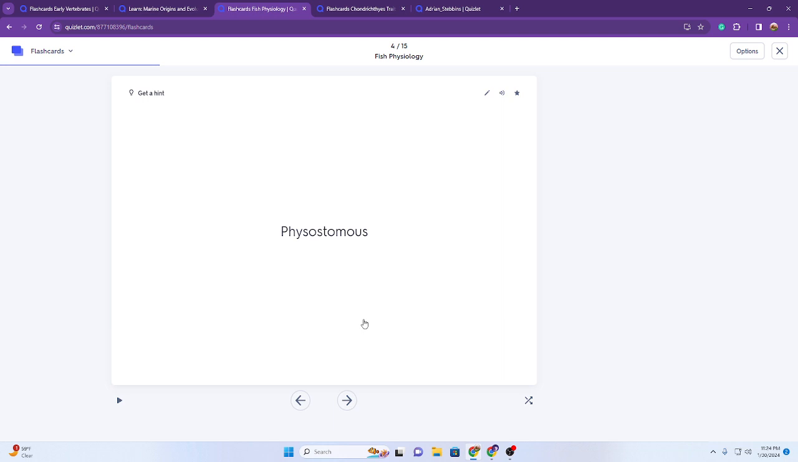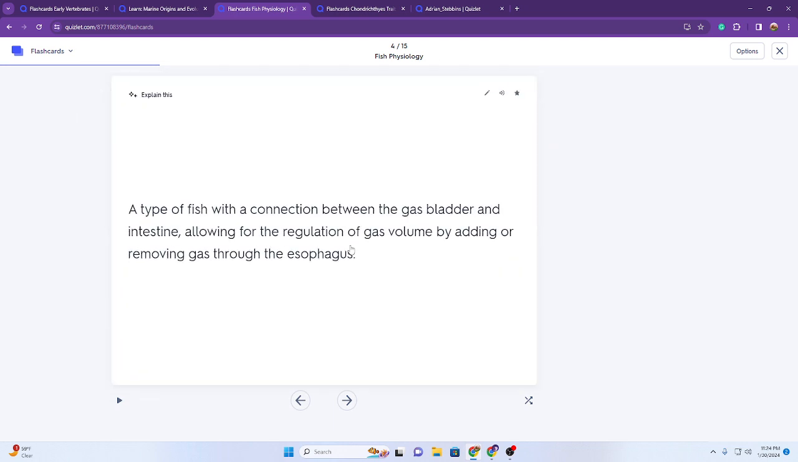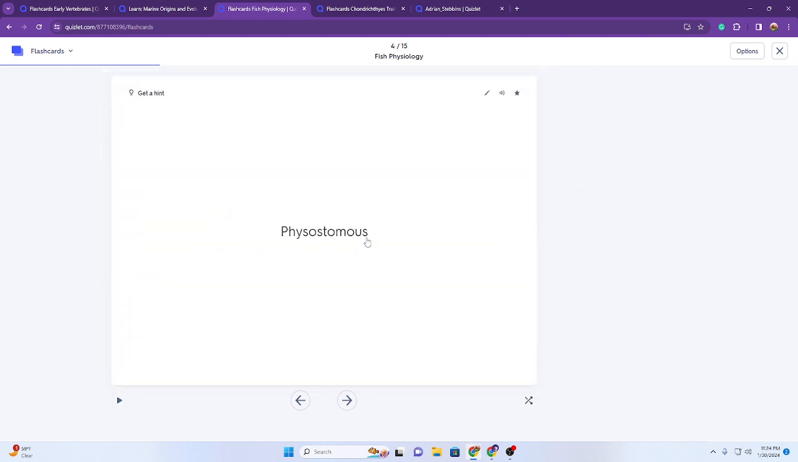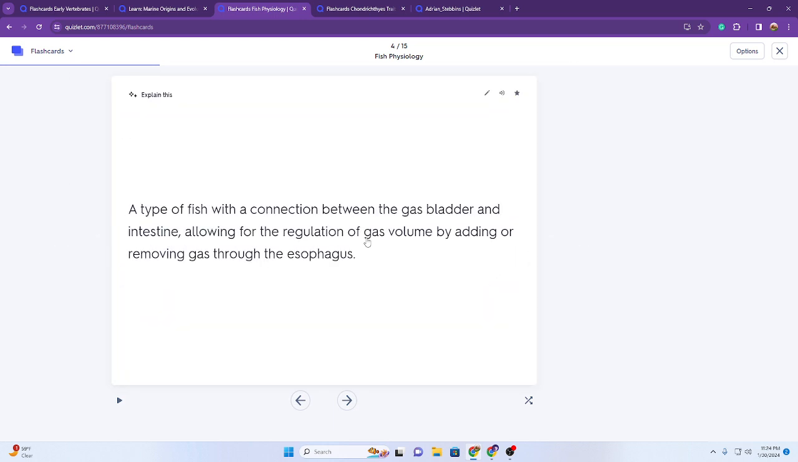Repeat the one that has physostomy. So a physostomous fish connects the gas bladder to the intestine, and then it regulates the gas through the esophagus. So the physostomous fish has a gas bladder connected to the intestine, allowing for regulation of gas volume by adding or removing gas through the esophagus.